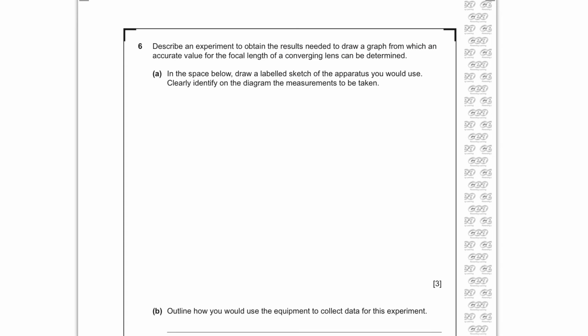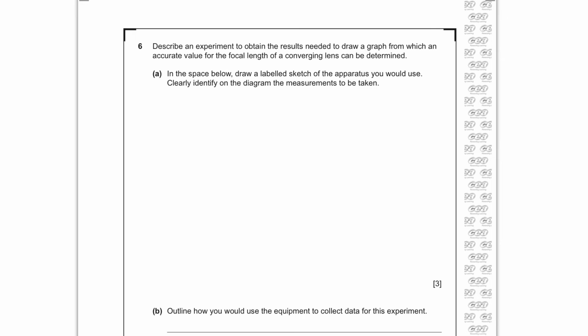Describe an experiment to obtain results needed to draw a graph from which an accurate value for the focal length of a converging lens can be determined. In the space below, draw a labelled sketch of the apparatus you would use. Clearly identify on the diagram the measurements to be taken.